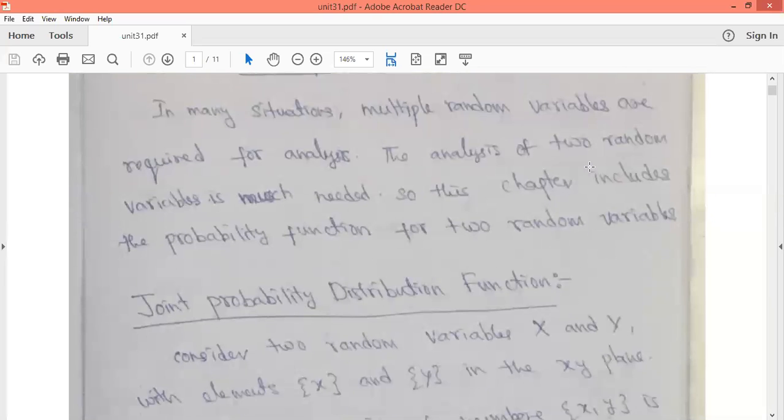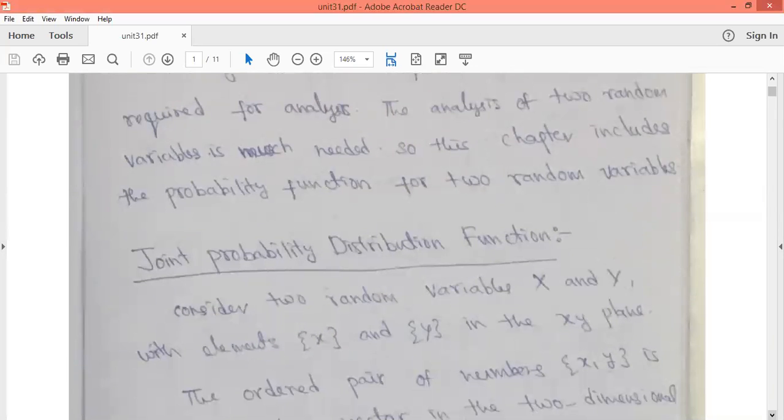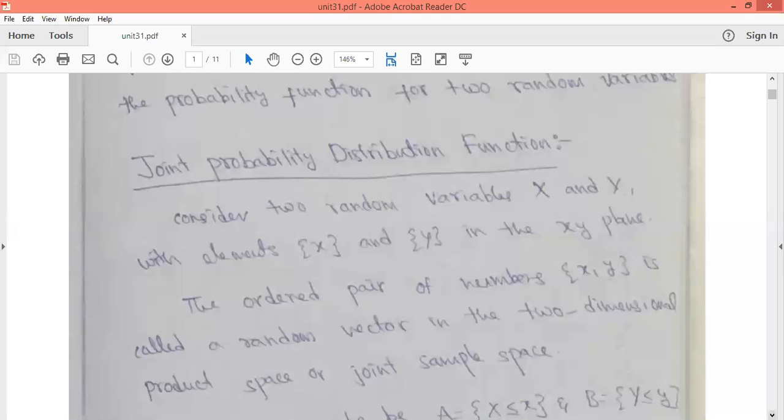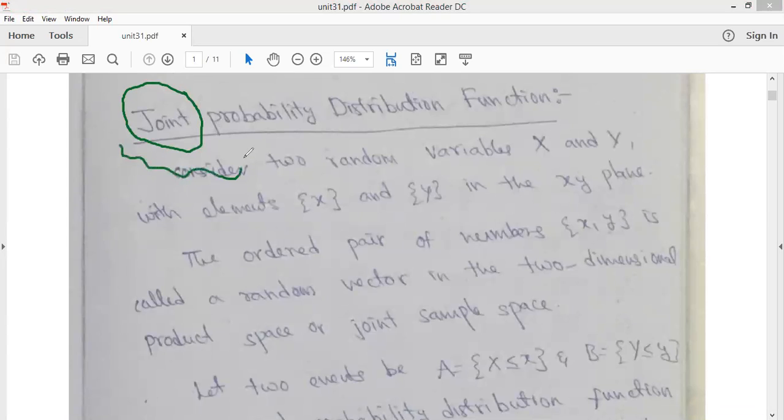So in this chapter we will include the probability function for two random variables. First we'll discuss what the joint probability distribution function is. Since we are discussing the probability for two random variables, the name is called joint. Whenever it is joint, it is not a function of one variable, it is a function of multiple variables.